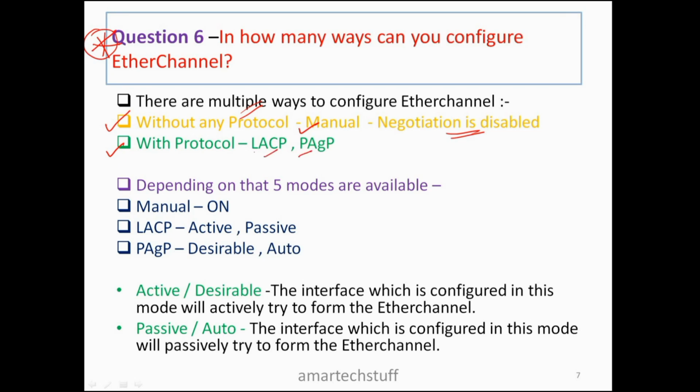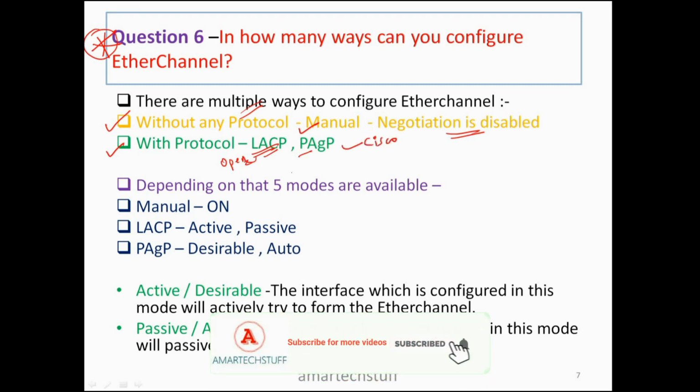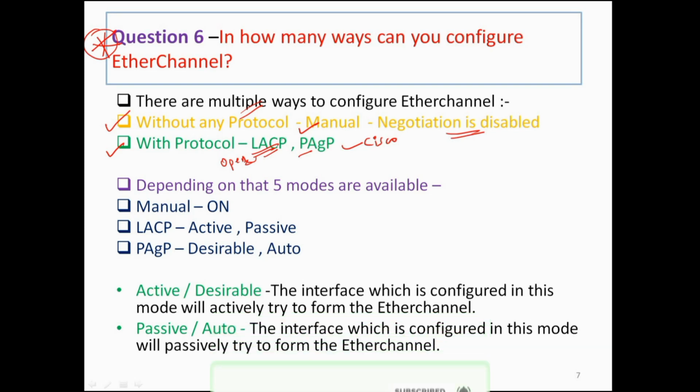We can use either of them. LACP is open standard or industry standard, and this, guys, is Cisco proprietary, that is PAgP. Now depending on what we are using, either manual or protocol, and again which protocol we are using, either LACP or PAgP, depending upon that there are 5 modes available to configure EtherChannel.